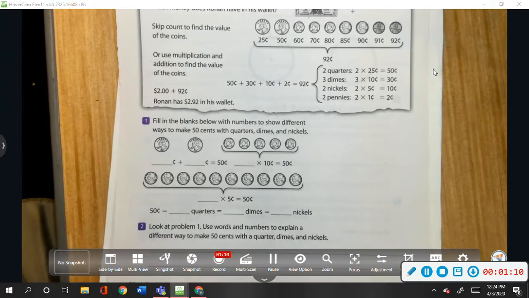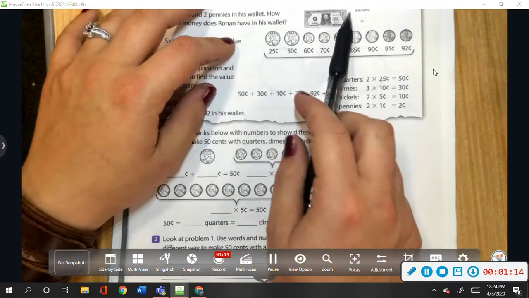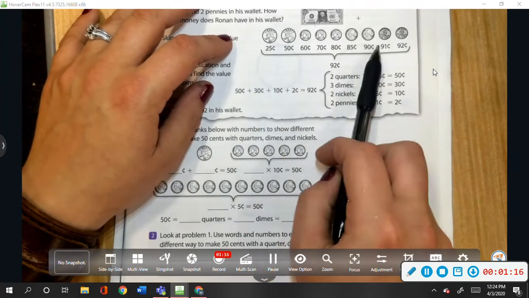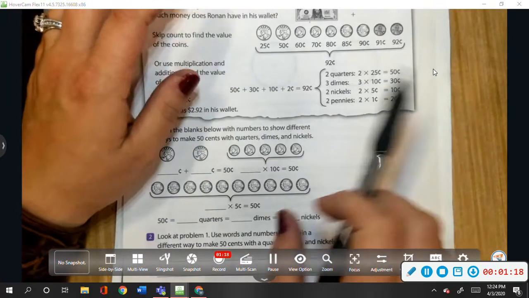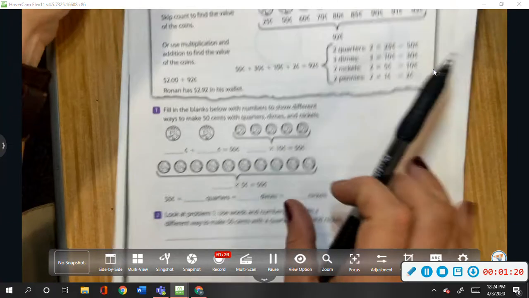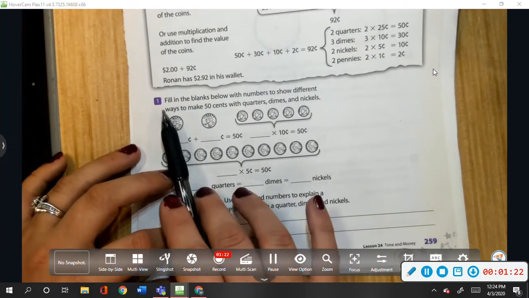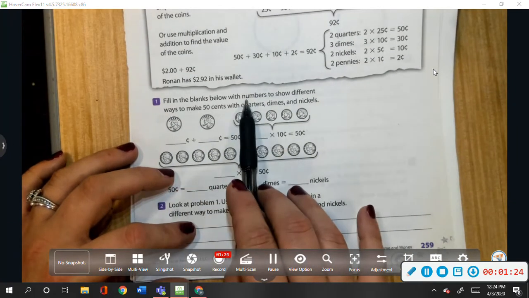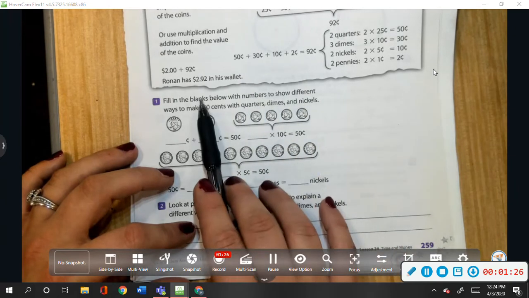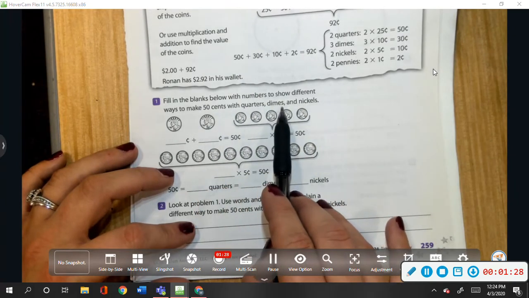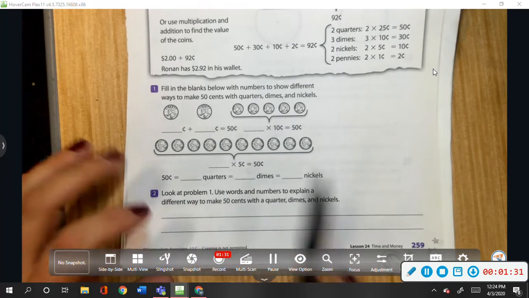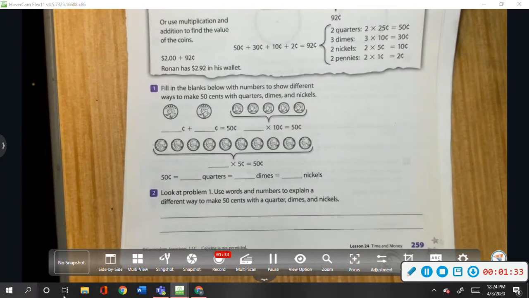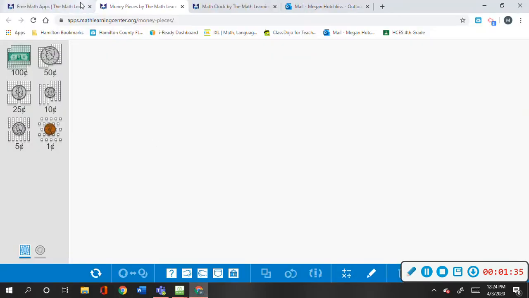Now, where this is important is what we're going to get into: converting these dollars to coins, converting coins to other kinds of coins. Don't let me confuse you. I shall show you. Looking at number 1, it says fill in the blanks below with the number to show different ways to make 50 cents with quarters, dimes, and nickels. Well, we could follow this, or we could just as easily look at the free math app.